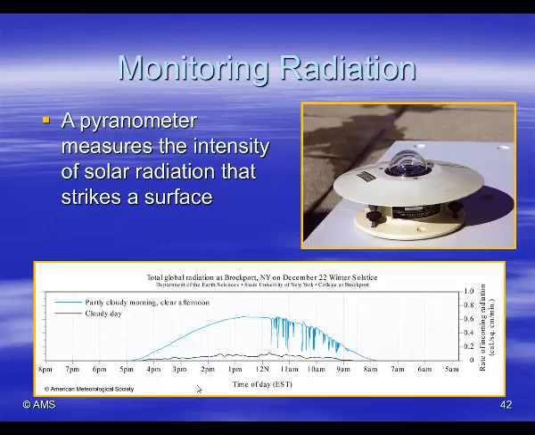How do we measure the solar radiation? We use something called a pyranometer. This measures the intensity of solar radiation that strikes the surface of the Earth. Here shows the result of one of these readings. This is December 22nd in New York, and we reach about a maximum of about 0.6 calorie per centimeter squared per minute. The blue line shows a partly cloudy morning and clear afternoon, and the dark line shows a cloudy day.